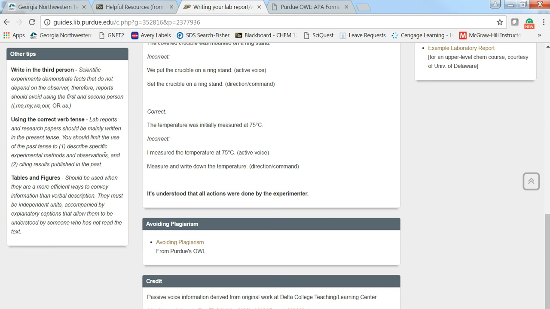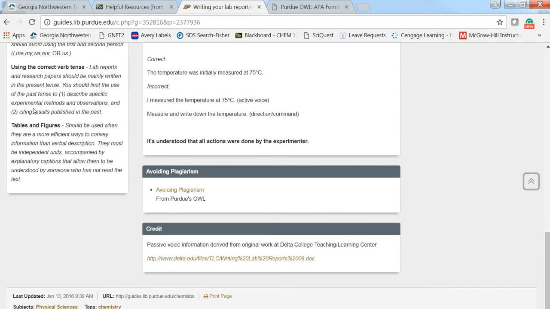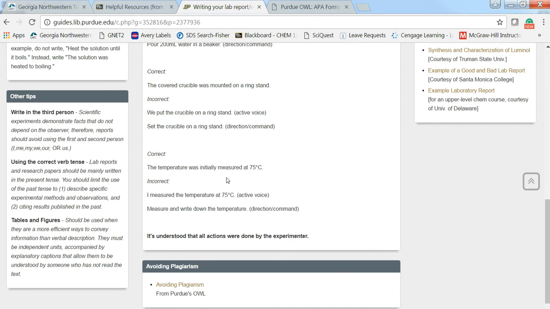So, just keep it as best you can. It says that they should be mainly written in present tense, but the parts for me that you're going to be writing, if you take the time to write this out, the temperature was initially measured at 75 degrees Celsius. That's past tense. It was measured. So that's correct for me.